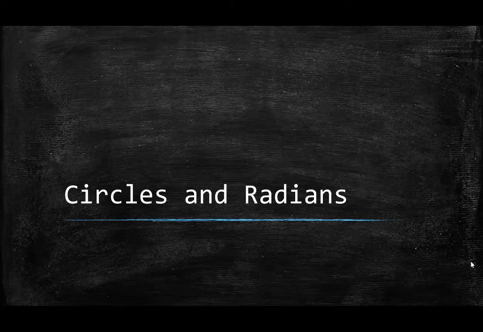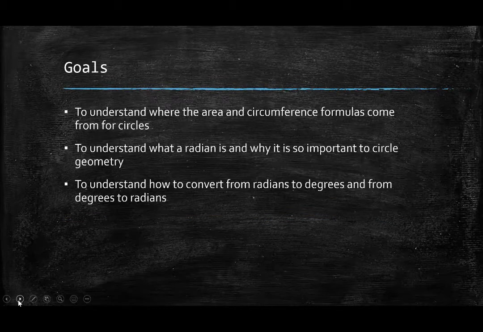Okay, so today we're going to talk about circles and radians and try to understand the geometry, especially of circles. So, the main goal today is to understand where the area and circumference formulas come from for circles. The area formula for a circle is pi r squared, and I want you to know where that came from. The circumference formula is 2 pi r, and I want you to understand especially where pi is popping into these formulas and where these come from.